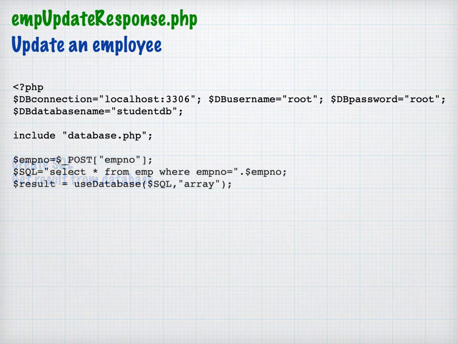Now here we've got an emp number that's coming through from the previous form. That emp number is the employee number of the person that we want to edit. So if we want to retrieve those details, we simply go select star from emp where emp number equals, and then the number, the code that we're actually interested in, like 220 or something like that. And we're going to use that use database bit of code here.